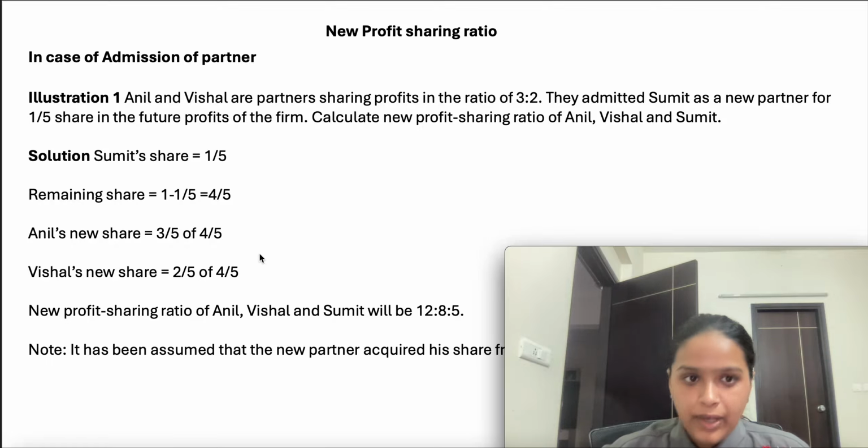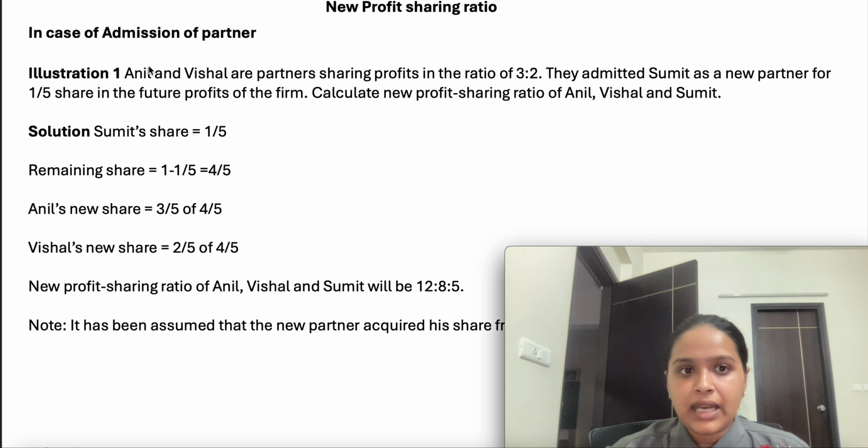Okay, so the first example is in case of admission of a partner, we have to calculate the profit sharing ratio. Anil and Vishal are the partners sharing profits in the ratio of 3:2. It means there are two partners already existing in the firm, and Anil has a profit sharing ratio of 3:5 and Vishal is 2:5. They admitted Sumit as a new partner. It means after Anil and Vishal, Sumit has entered into the firm as a new partner, and Sumit will get a 1/5 share in the future profit of the firm. Now we have to calculate the profit sharing ratio for Anil, Vishal, and Sumit.